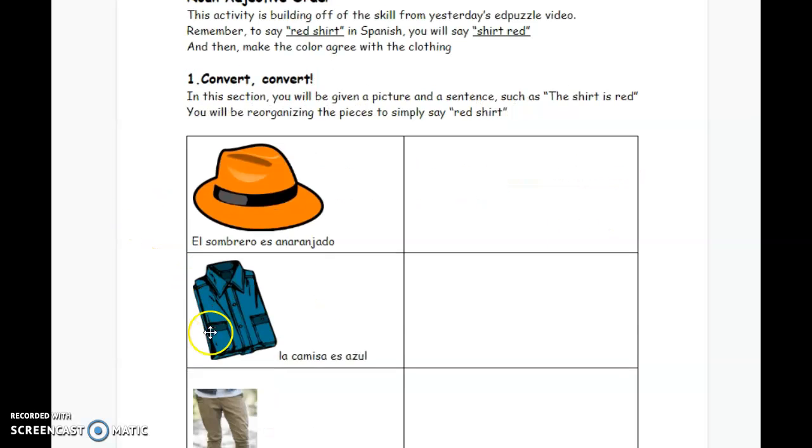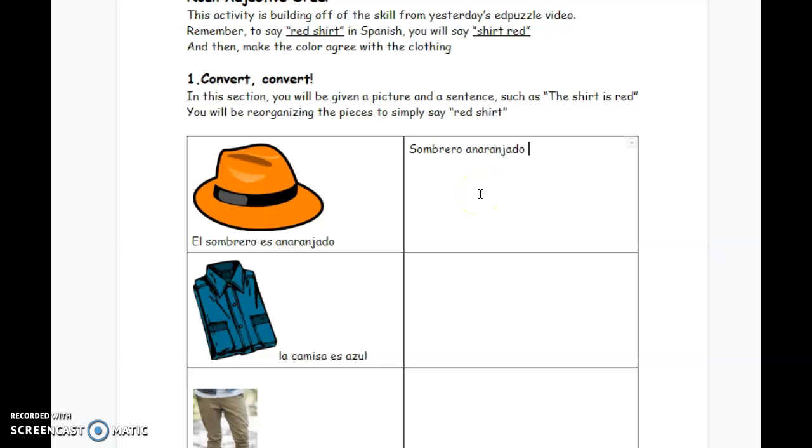So if we do number 1 together, it says el sombrero es anaranjado. What we need to do in the box on the other side is to reduce this sentence to a simpler idea, to just say orange hat, okay? But we need to remember that we need to do it opposite, okay? We need to say hat, orange. So we got to find in the sentence the word for hat, okay? El sombrero. So that goes first. So we're going to put in sombrero and then the color, anaranjado.